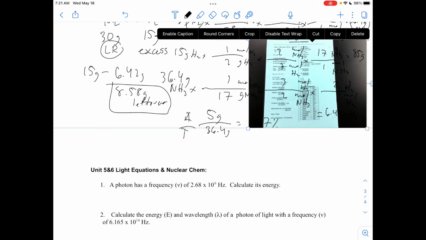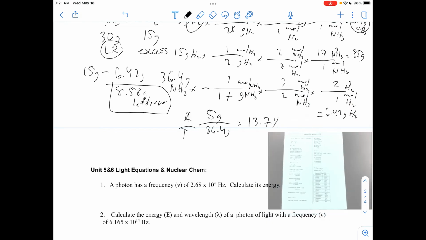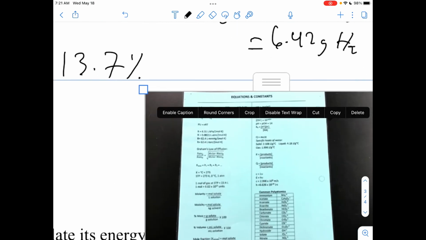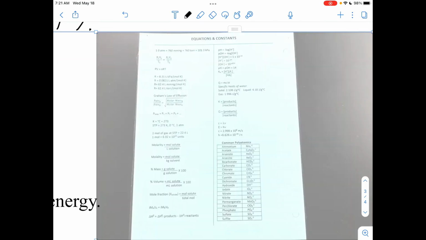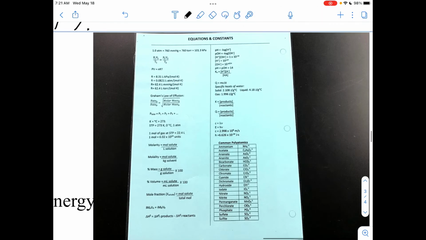Let's see here, put it over here. Okay, so if I zoom in, let's see, where are you guys? Right here. Okay, these are the light equations. Right here. Okay, c is the speed of light, and I think the value is right underneath it. Yeah, c is right here, h is given to you as well.